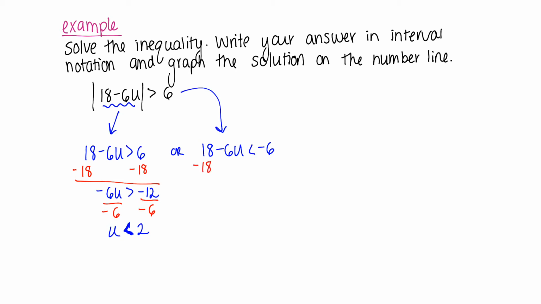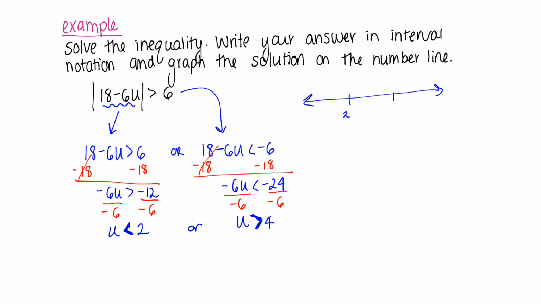Similar math over here. Subtract 18 on both sides. Negative 6u is less than negative 24. To get the u by itself, I'm dividing both sides by negative 6. I'm flipping the direction of my inequality because I divided by a negative. Negative 24 divided by negative 6 is 4. So we have u less than 2, or u is greater than 4.